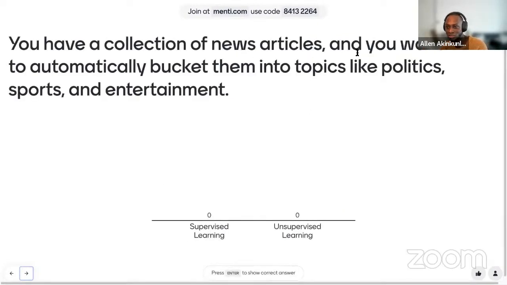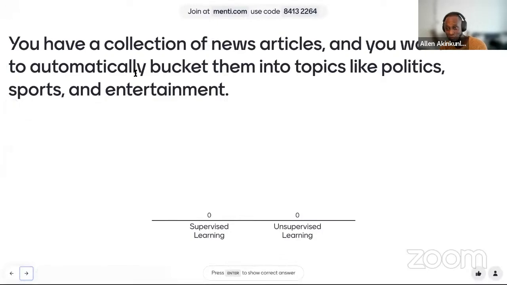Last one. So you have a collection of news articles and you want to automatically bucket them into topics like politics, sports, and entertainment. Yep, answers are flying in. Really like this one. Unsupervised. Yep, absolutely. It's unsupervised because we don't have labels for this one. We want to automatically group them into different topics, right? So yeah, perfect.